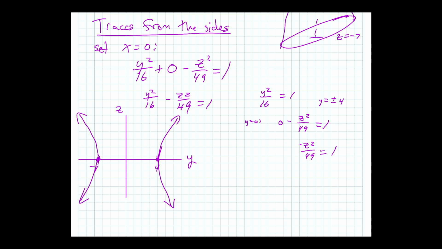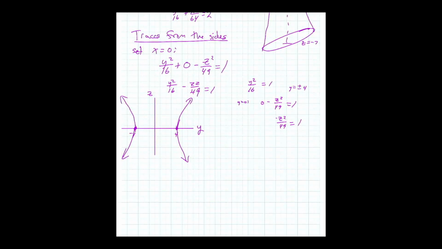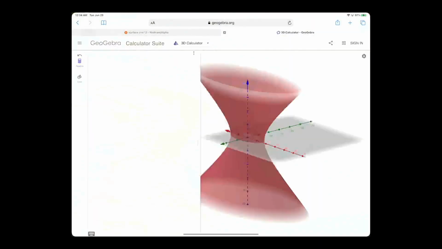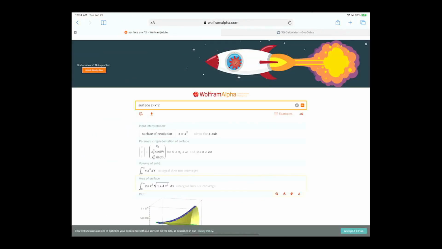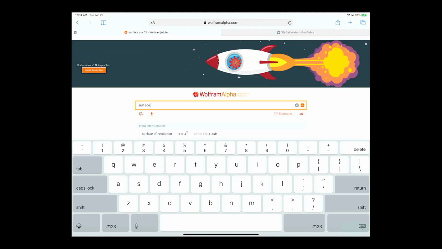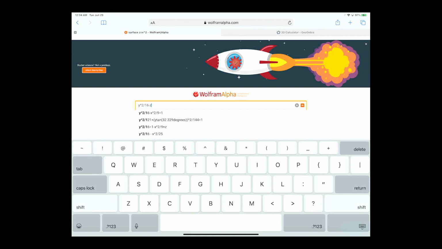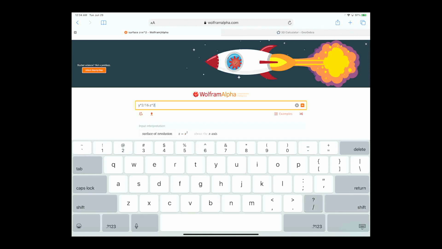I'm not really going to cover how to plot a hyperbola in this class. That's like an algebra thing. But that's what it looks like from the side. And again, if you don't know how to plot that, you can come here to Wolfram Alpha, and we could plot whatever it was. What was it? Like y squared over 16 minus z squared over 49 equals 1.